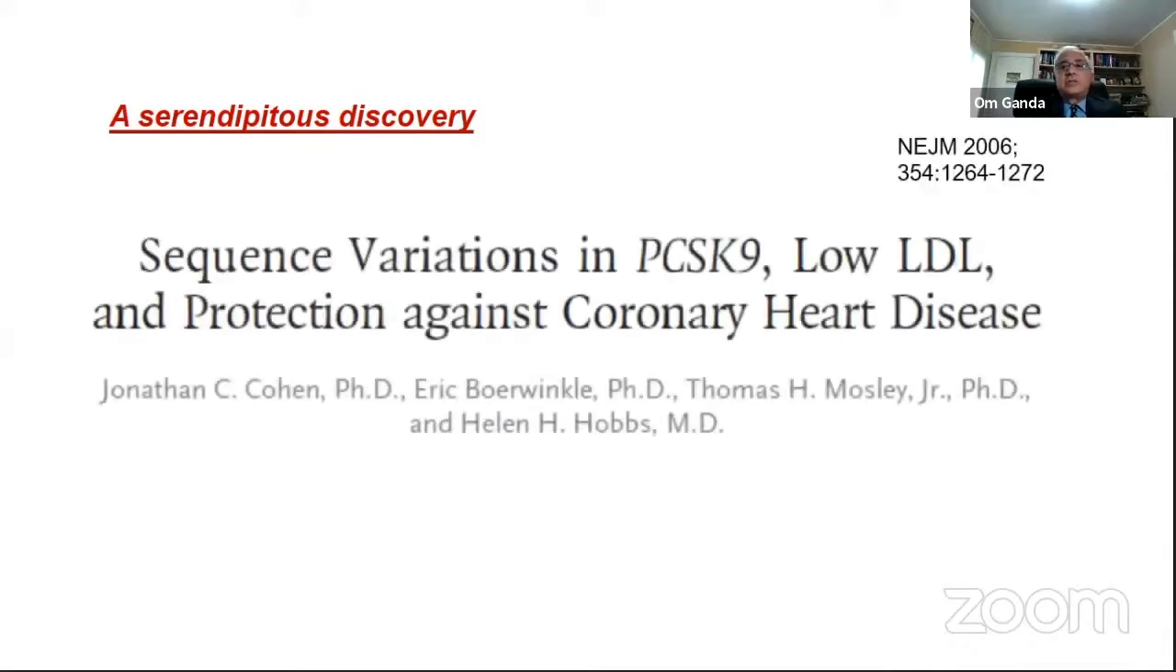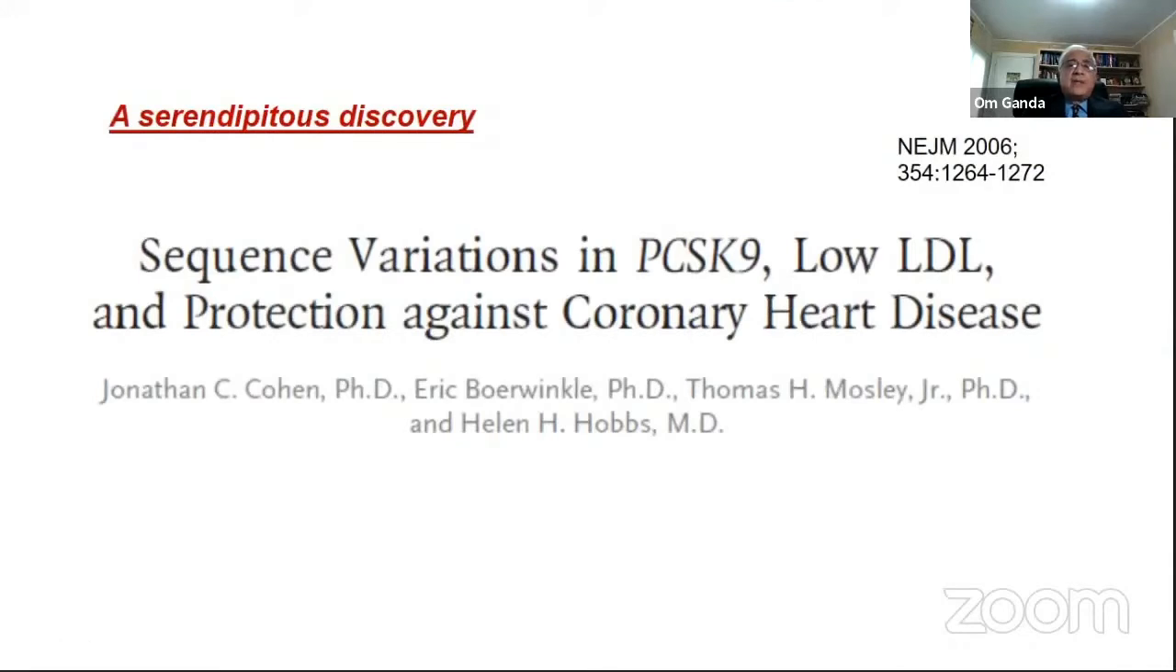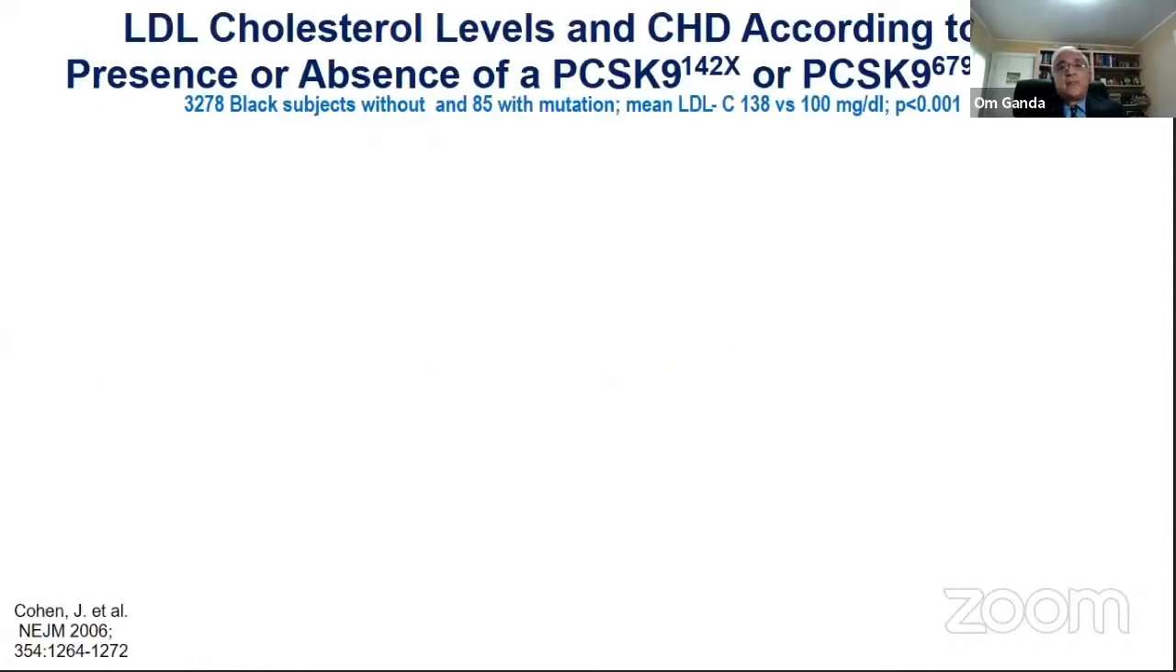And this was really a serendipitous discovery. Only about 25 years ago or so, first described by a French study, and then came this beautiful epidemiological study published in New England Journal 2006 by Dr. Cohen et al. from Dallas. And they were looking at basically variations in this PCSK9, natural sequence variations. And they ended up with two sequence variations that were accompanied with very low LDL, much lower than the general population. And they showed that these people were protected against coronary artery disease because they naturally had no PCSK9 to speak of, and therefore the LDL cholesterol was low in these people. So that started the story.